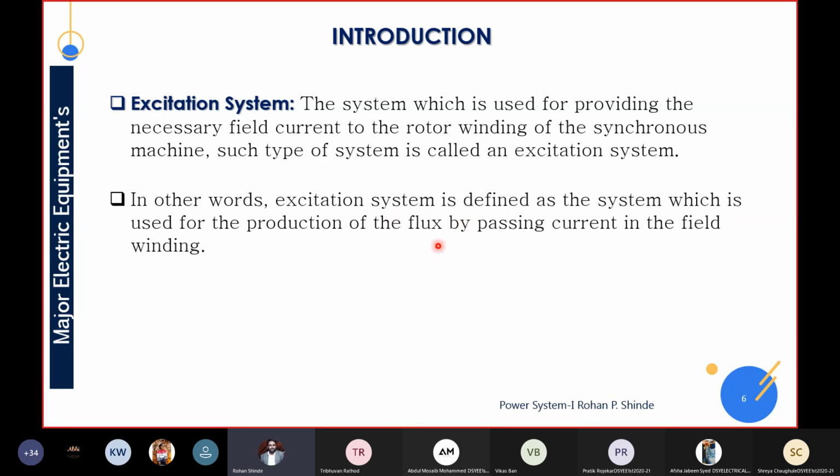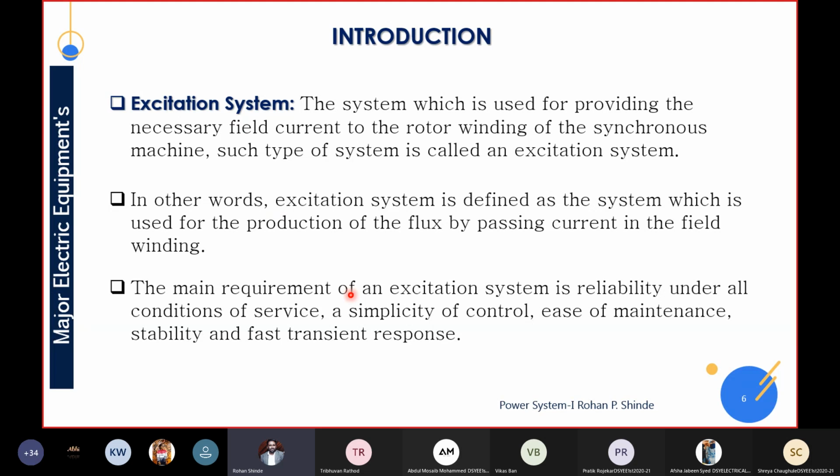the value of flux, so that flux can be produced by passing the current in the rotor winding or a field winding. Okay, now see here, this current will be provided by some external system, and that external system will be called an exciter system or excitation system. Now the main requirements of an excitation system are reliability under all conditions of service, simplicity of control, ease of maintenance, stability, and fast transient response.